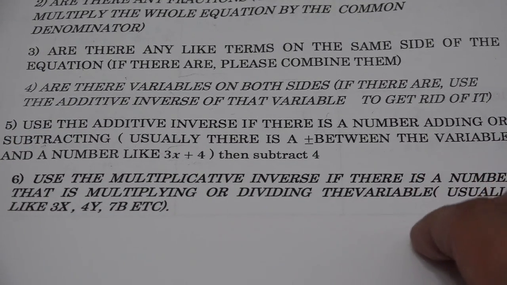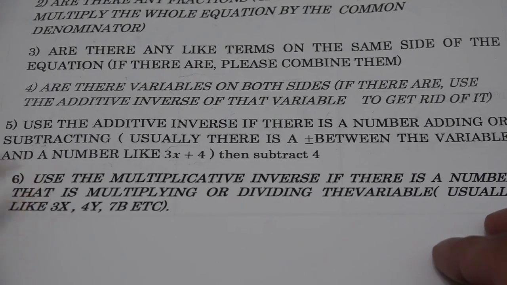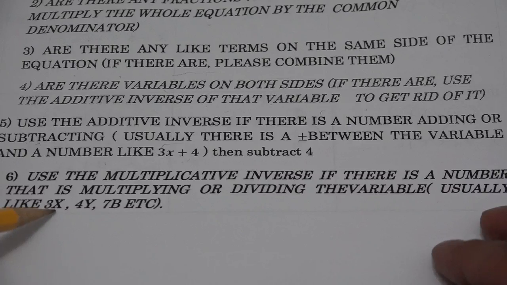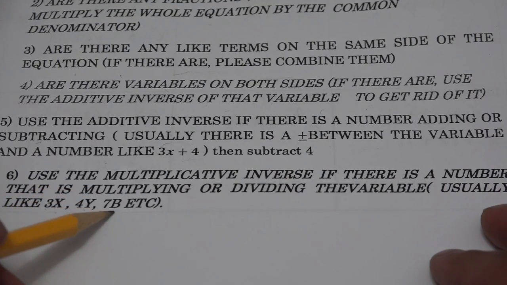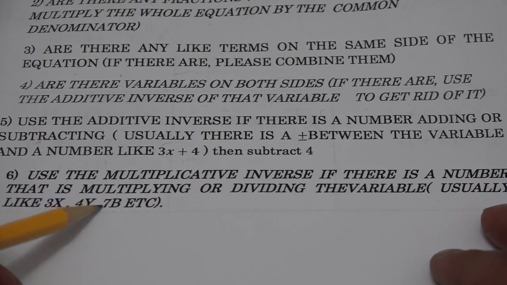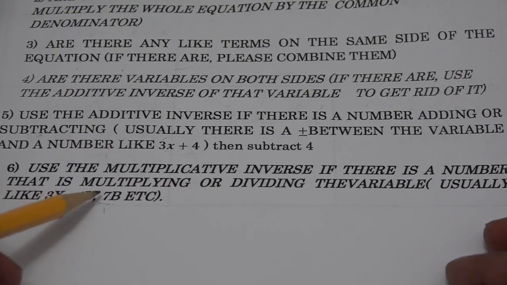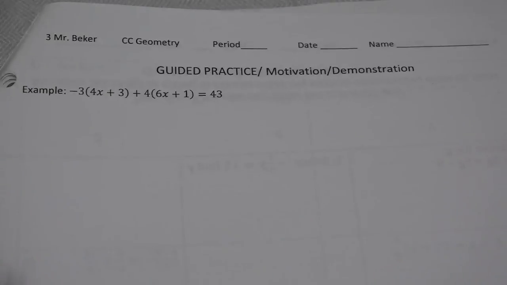Then last but not least, it says use the multiplicative inverse, okay? If there is a number that is multiplying or dividing the variable. So it usually looks like this. 3 is multiplying x. So you would use the multiplicative inverse of 3, which is 1 over 3. 4 is multiplying y. 7 is multiplying b. So you would use the multiplicative inverse of 7 or reciprocal of 7. This is 7 over 1. So the reciprocal will be 1 over 7. Okay? Anyway, let's get cooking because I really need to get to this.